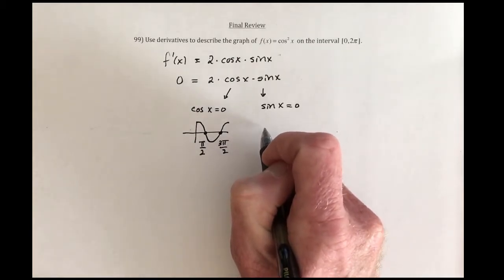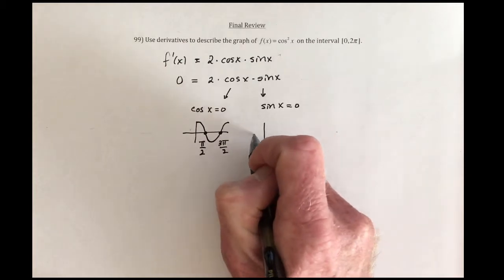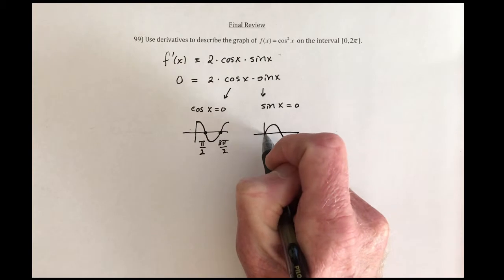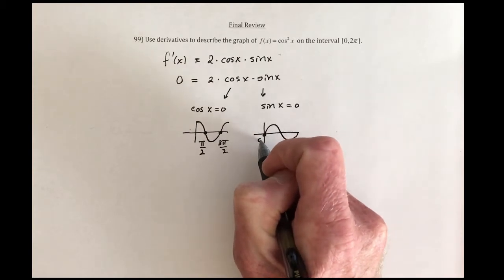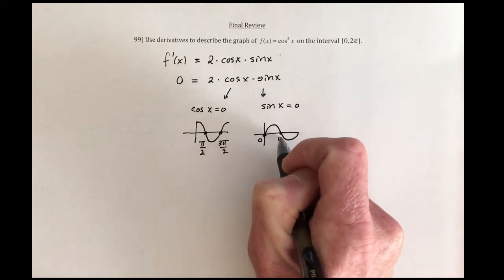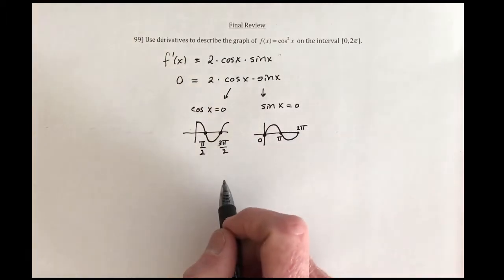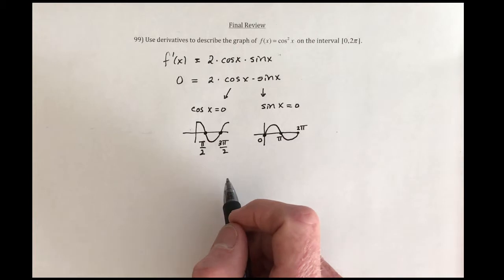And then for sine, that would look like this, again from 0 to 2 pi, and then we've got 3 times at 0, at pi, and at 2 pi. So we actually have 5 critical values to consider.